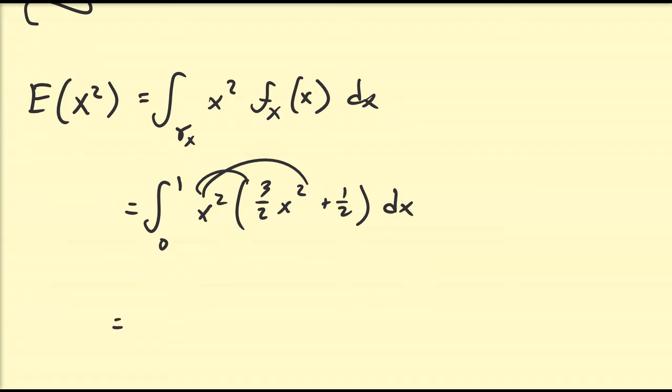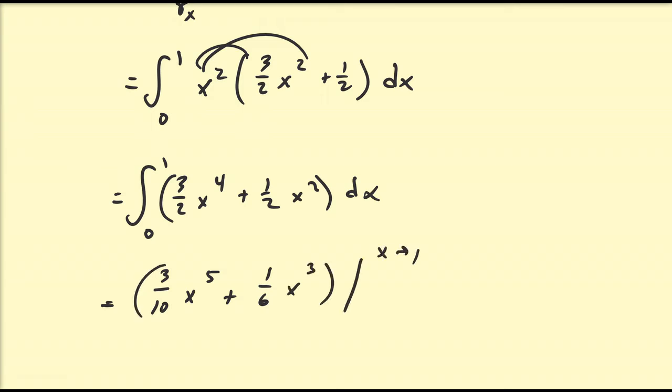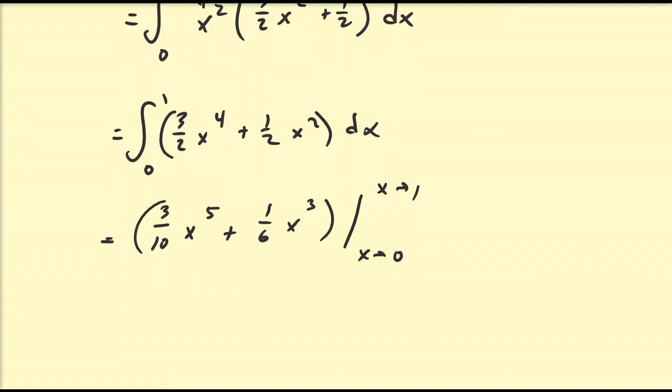Distributing our x squared in, that's going to give us the integral from 0 to 1 of 3 halves x to the 4th plus 1 half x squared, integrated with respect to x. So increase the power by 1, so that's going to go to 5, and 5 times 2 is 10, so we have 3/10 x to the 5th, plus x is going to go to the power of 3, 3 times 2 is 6, so we have 1/6 x cubed. And now we're going to send x to 1, x to 0, and subtract. 0 goes to 0, so no big deal there, and as x goes to 1, we're going to get 3/10 plus 1/6.